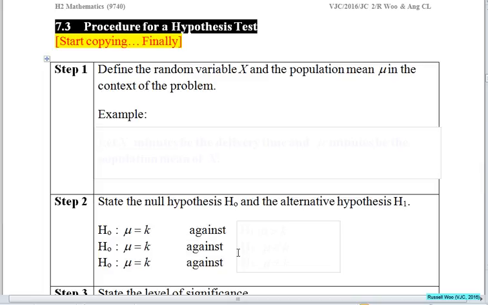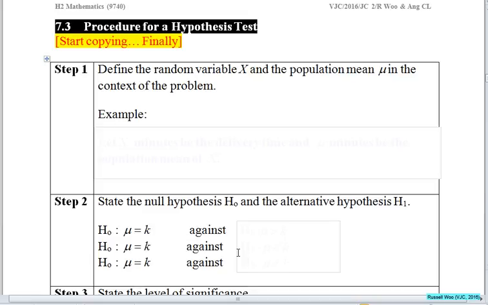Okay, step 1. This is page... Can I have an idea which page is this? Sorry? 7. Oh, finally we are at page 7. My goodness, still at page 7. Okay, you can start copying finally.